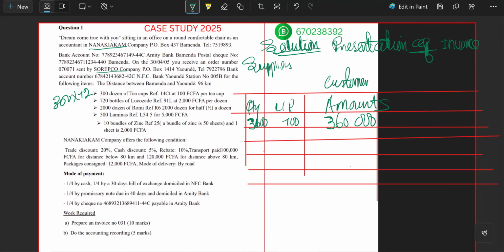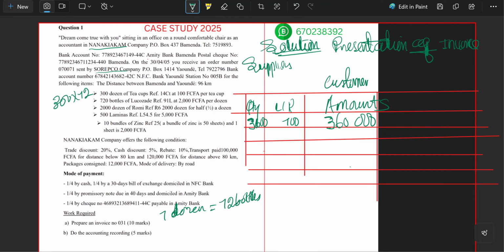The next one, we have 720 bottles of Locazette at 2,000 francs per dozen. In this case, we are supposed to do some rough calculation. Let's look at it this way. Let me solve it down here. So I'm going to say one dozen is equal to 12 bottles.